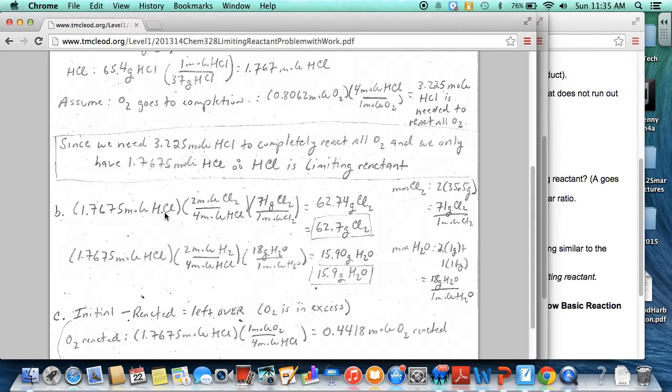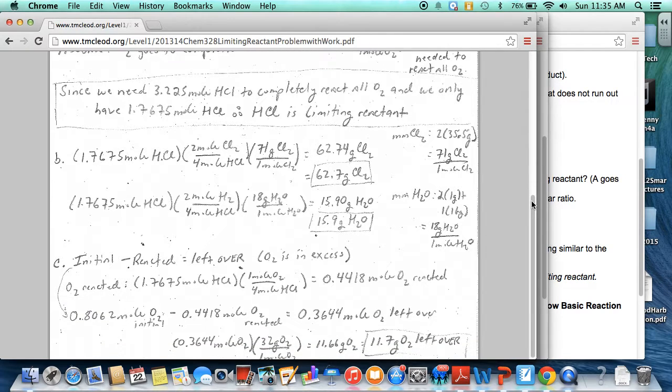So you change the moles of HCl into the moles of Cl2 using the molar ratio, and the molar mass of Cl2 is 71, so you get 62.74 grams of Cl2. They also want H2O, so you do the same exact thing. Different molar ratios because the coefficients are different. Actually, in this case they're the same, but they most likely can be different. And then you get 15.9 grams of H2O.